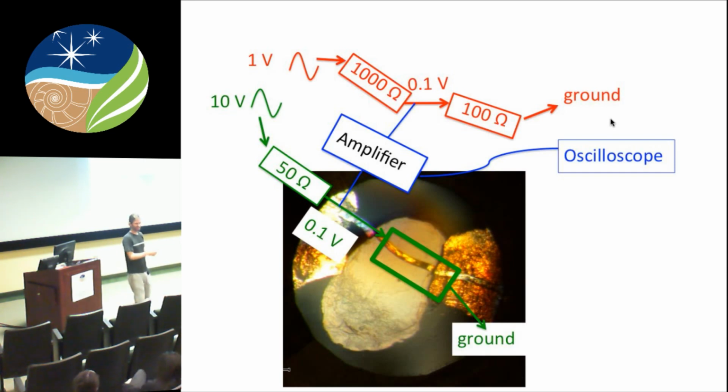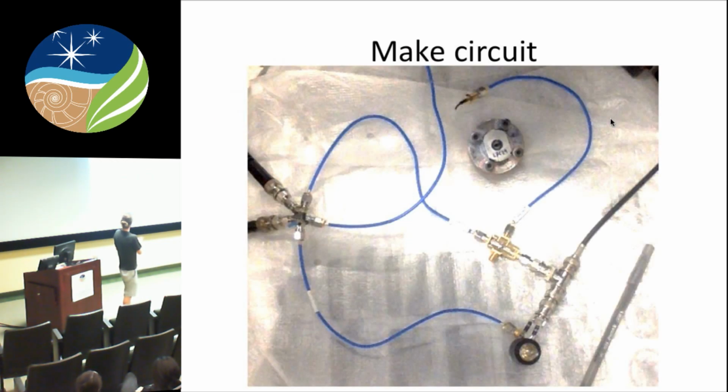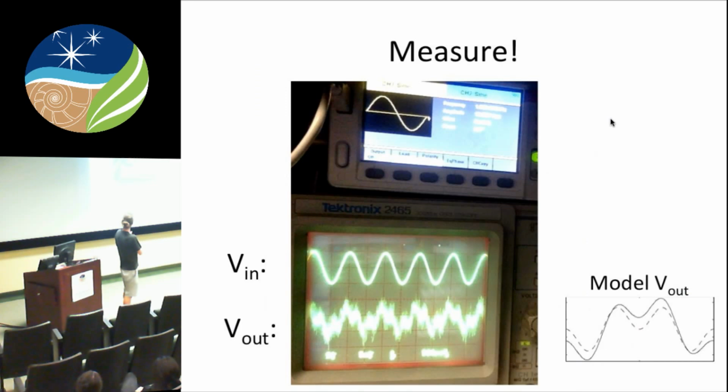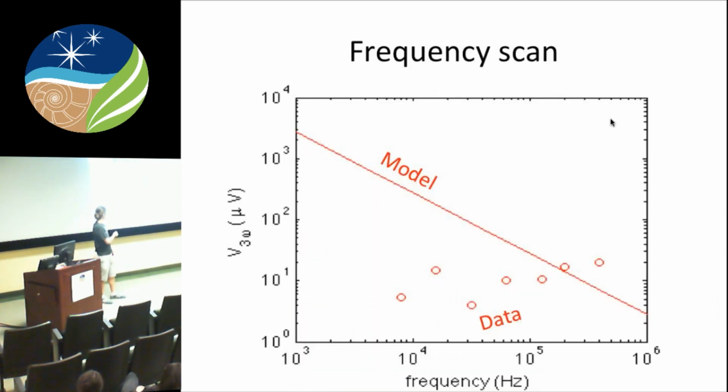Okay, so then does this work? Well, I make some ugly circuit. I make a measurement. Here's the voltage in, and here's the voltage out on this oscilloscope I first used. It looks good, right? It kind of looks like the model, but it's a little hard to see. How do I validate whether this is real? I vary the frequency. And now here's the data and here's the model. And obviously this didn't work.